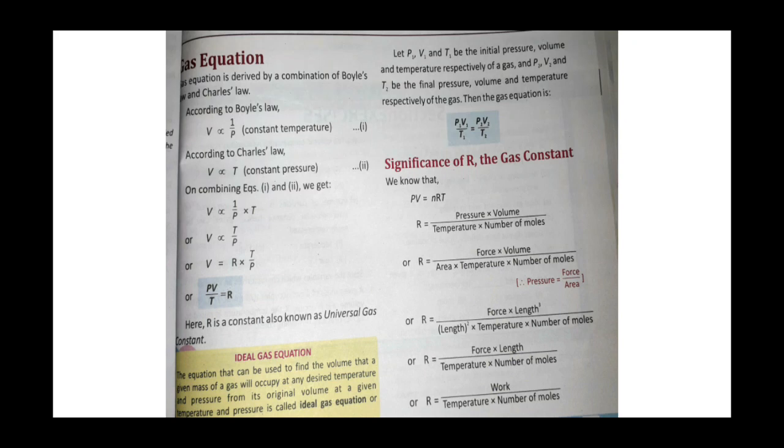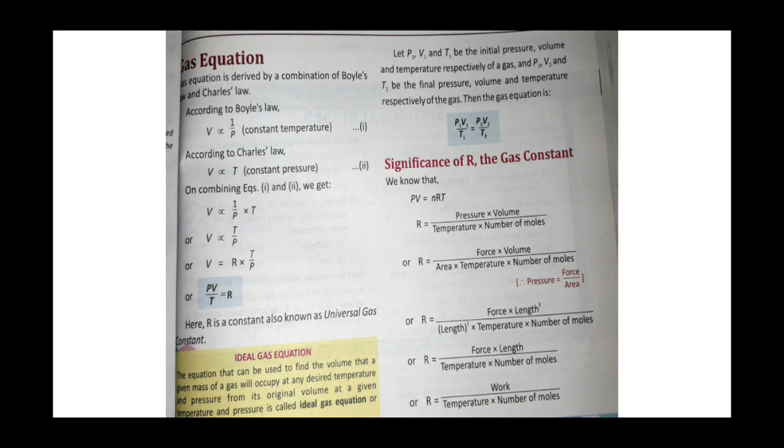Actually, first of all, I want to tell you what the ideal gas equation is. The equation that can be used to find the volume that a given mass of gas will occupy at any desired temperature and pressure, from its original volume at a given temperature and pressure, is called the ideal gas equation or gas equation. That is P1V1/T1 = P2V2/T2. Now you can see how we are finding this ideal gas equation.